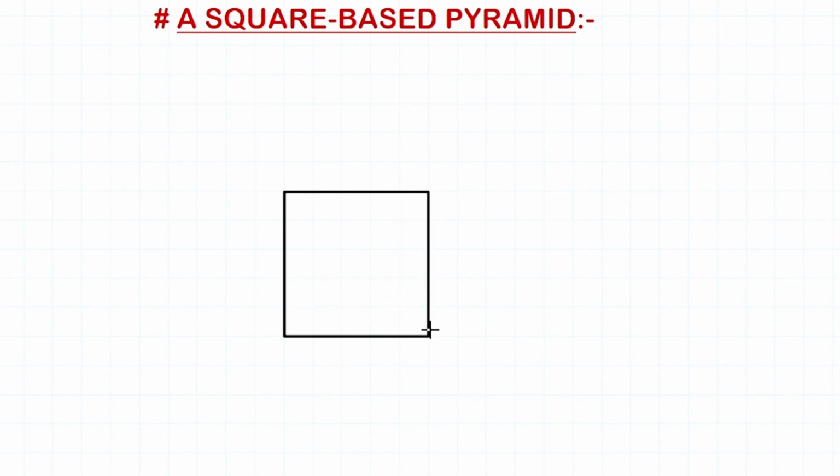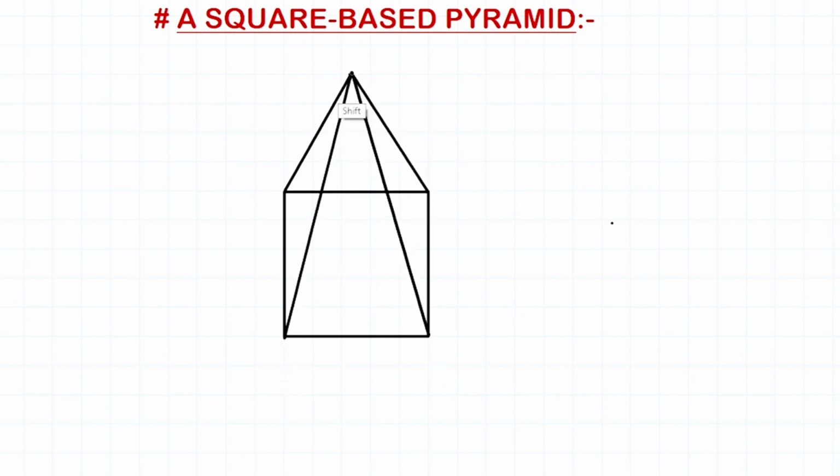To make a square-based pyramid, first you make a square like this, and then you make a single point up here, and then you connect these vertices of our square with that point. And then we have a square-based pyramid. Now our base is a square, so all sides of our square are equal. We are going to call this side of our square, let's say A, okay?